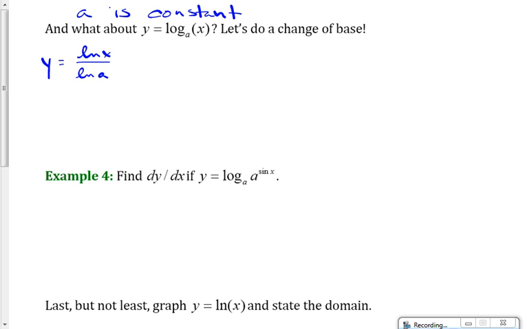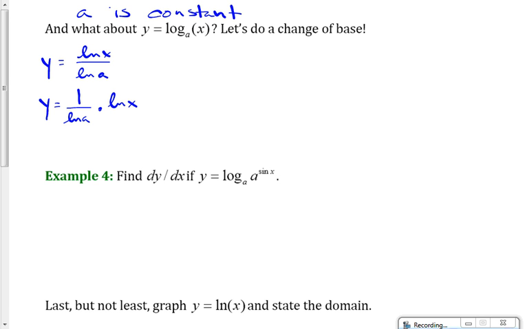Okay? So this is the same as, and I'm not going to do any calculus yet. This is the same as 1 over the natural log of a times the natural log of x, isn't it? Do we know the derivative of natural log x? Yeah, it's 1 over x. Do we know what's a? A is a constant, so what's the natural log of a? Another constant, right? What's 1 over that constant? Some other constant, right? And what's the derivative of a constant times a function? The constant times the derivative.